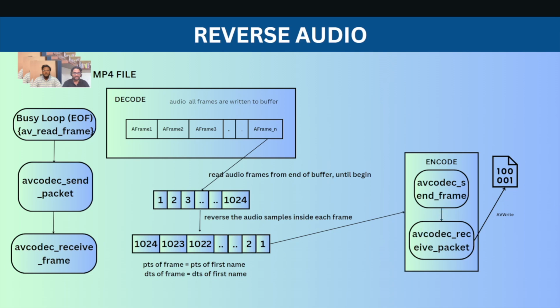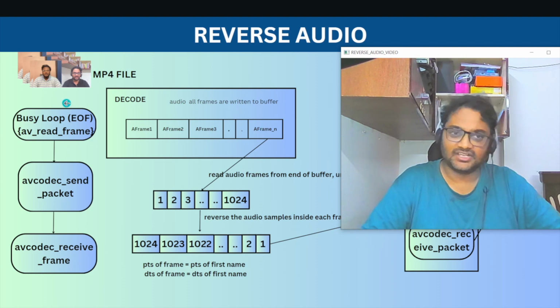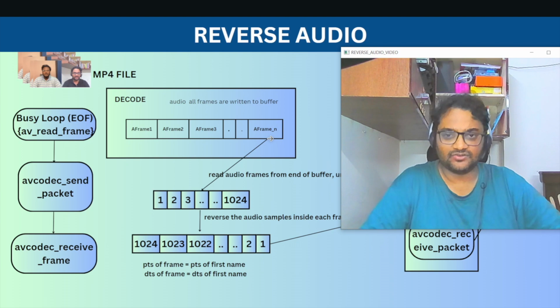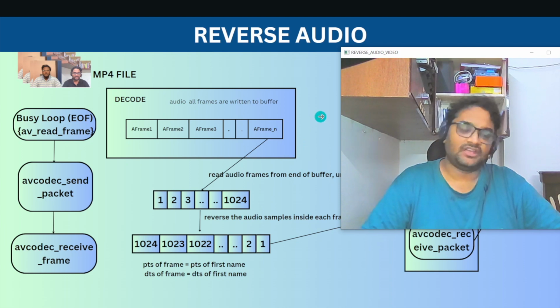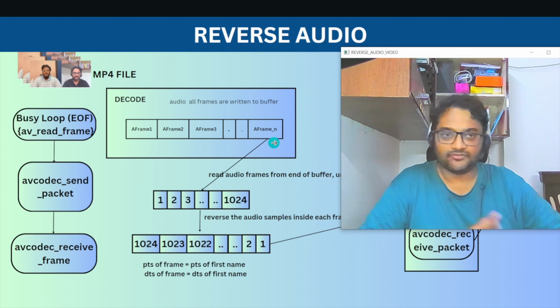So now what happens is, the file will be read, and the video frame data goes to the video frame buffer, and the audio frame data goes to the audio frame buffer. So the decoding is done. While encoding, we start reading from that buffer from the back, and then we tweak the PTS and DTS of the video frame, and then send it to the encoder. When it comes to audio, you read from the back, reverse the samples inside each frame, tweak the PTS and DTS, and then encode.